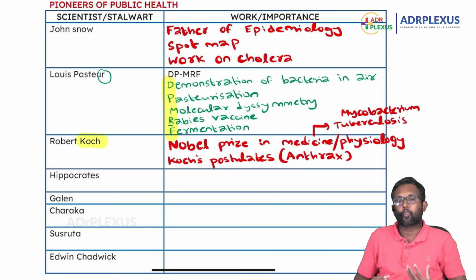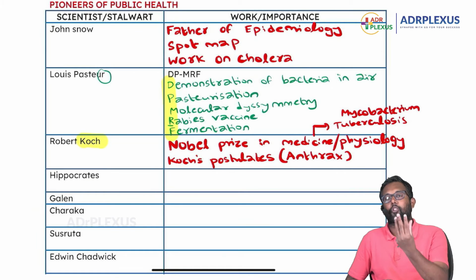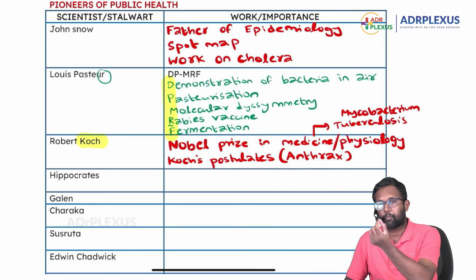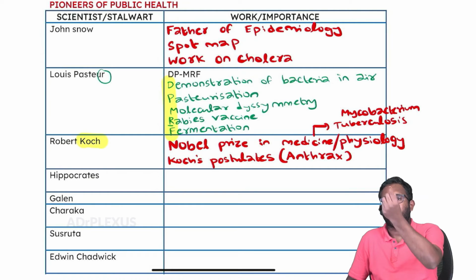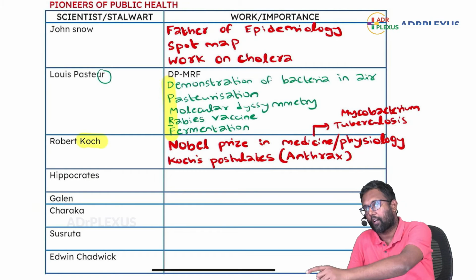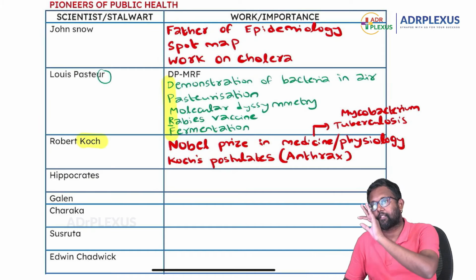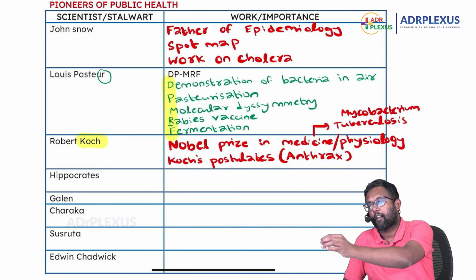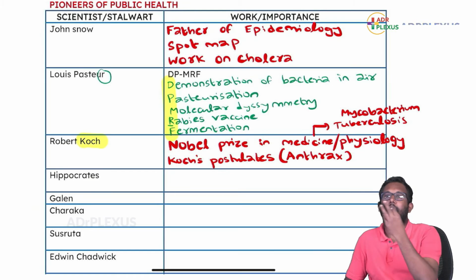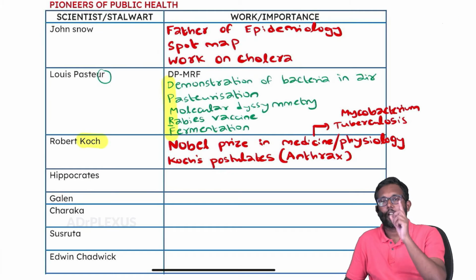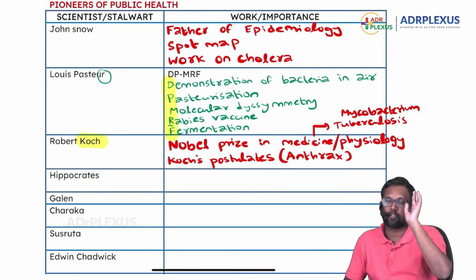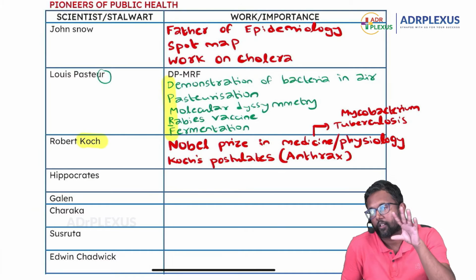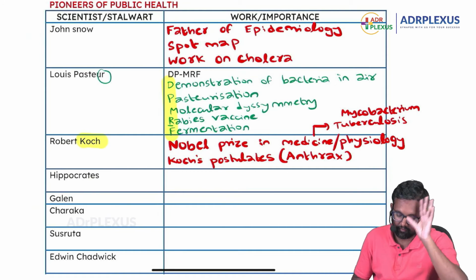He is also famous for Koch's postulates. Koch's postulates mean every disease should be caused by a microorganism. If we take that microorganism and put it in an animal, that animal should get the disease. If we take the animal with the disease, we should be able to isolate the microorganism. One organism can cause only one disease. This is called Koch's postulates, important in microbiology.